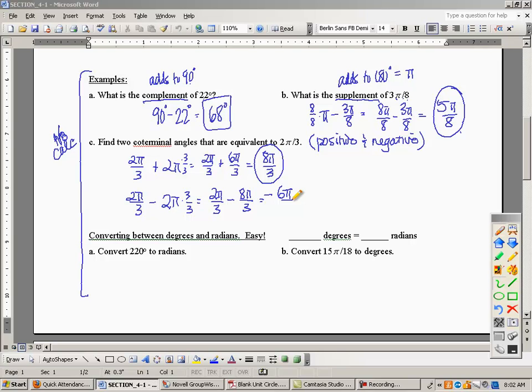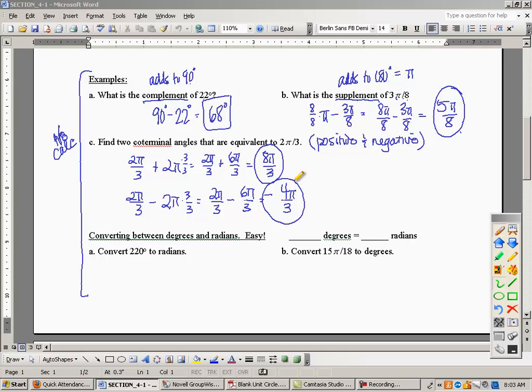6 pi over 3. Oh, not 8. Let's try again. 6. No wonder this wasn't working out. Let me erase this a minute. So let me try again. If I multiply this, minus 6 pi over 3, 2 minus 6 is negative 4 pi over 3. So here's my negative angle.